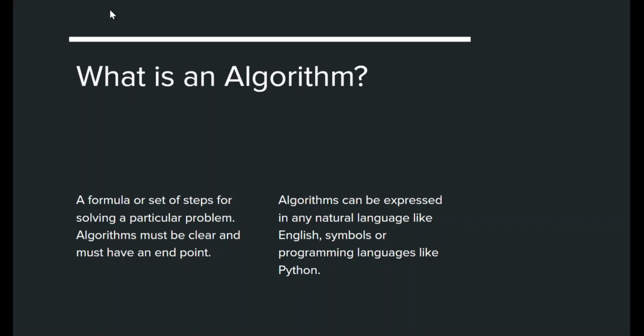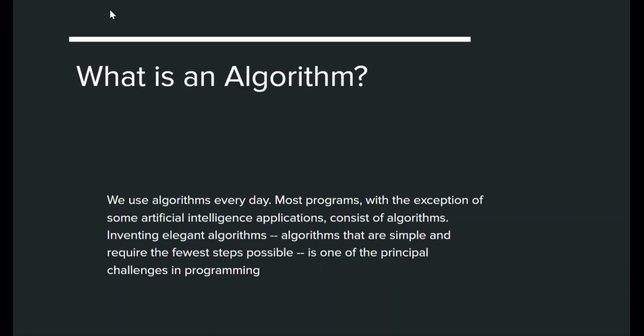Algorithms can be expressed in any language: natural languages like English, or symbols, or programming languages, like when talking to a computer you need a programming language. For this year we're going to use Python as our way to communicate with our computers. So we use algorithms every day. Most programs, with the exception of some artificial intelligence applications, consist of algorithms. Inventing elegant algorithms that are simple and require the fewest steps possible is one of the principal challenges in programming. How can you be more simple in your instructions? How can you be more clear in your instructions? So that's important.